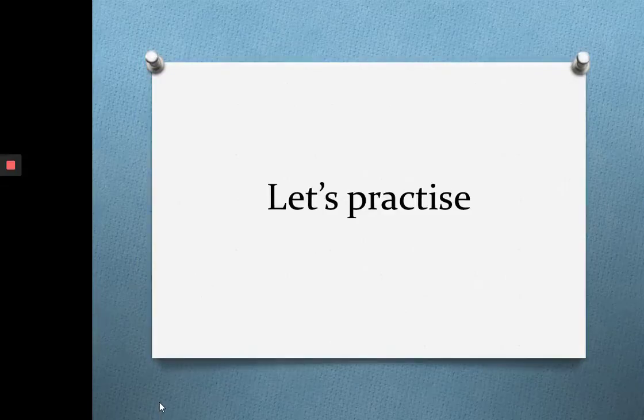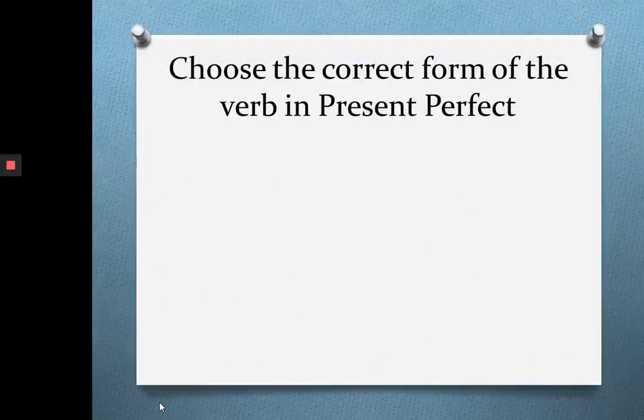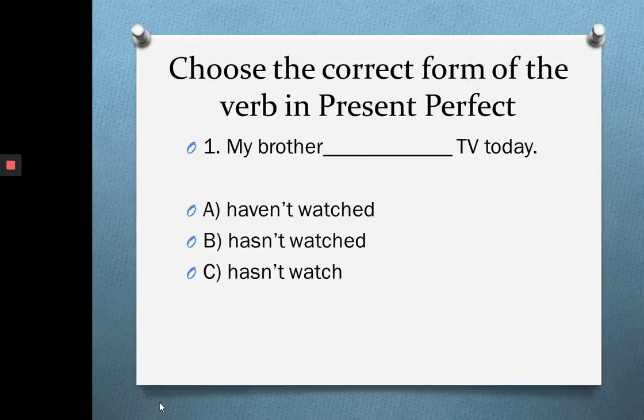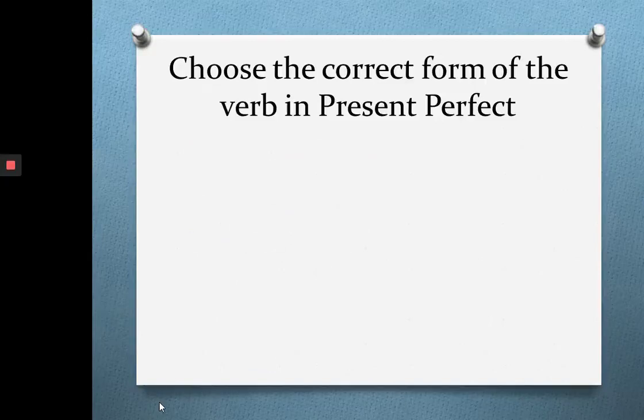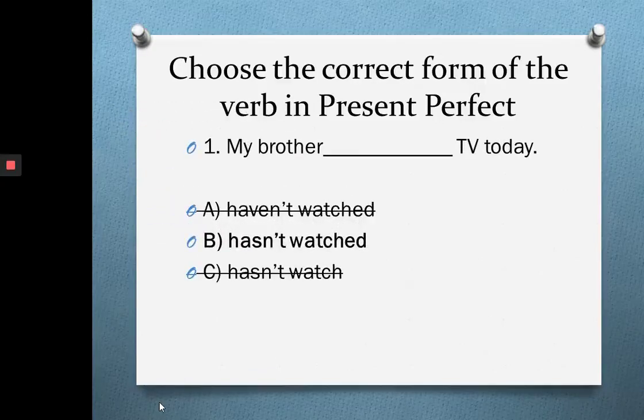These are the sentences with multiple choice. I suggest that you write them down in your notebooks and think about the correct answers as the video goes on. The first one. My brother haven't watched TV today, hasn't watched TV today, or hasn't watched. So, take your time and think about the correct answer. And the answer is, of course, B. My brother hasn't watched.